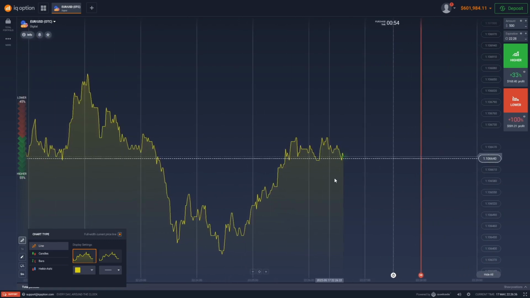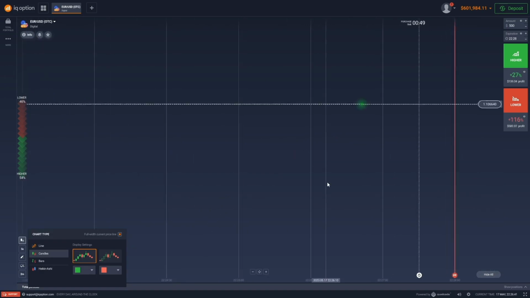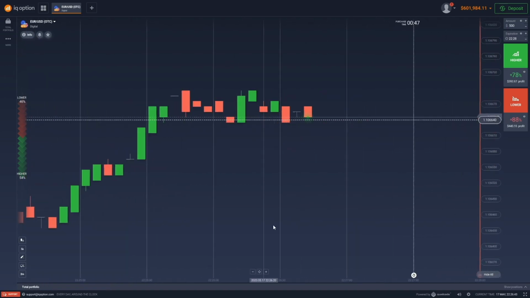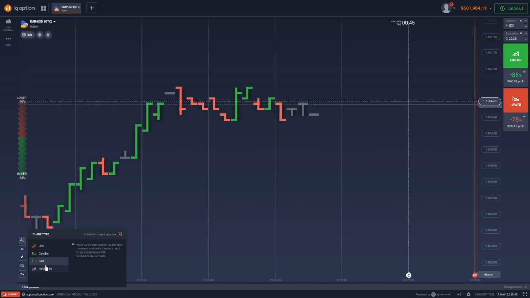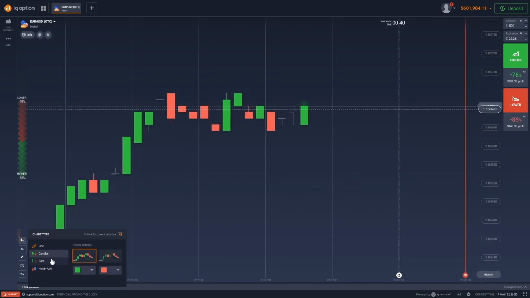Here, the market is represented with a simple line. Also, we have the candlestick chart. This one is the most important one and the one we are going to use in this course. Also, we have the bar chart and the Heikin-Ashi chart. For this course, we are going to focus on the Japanese candlestick chart.